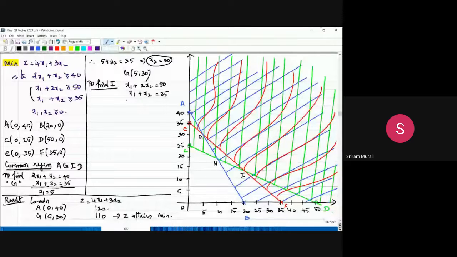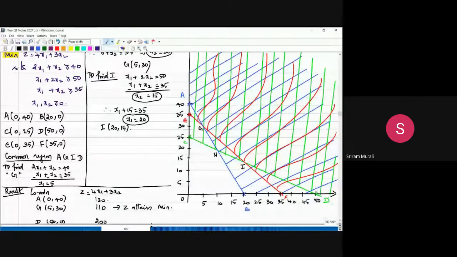So if x2 is 15, therefore what is x1? x1 will be equal to 20. So I is (20, 15). So we found everything. All the points of intersection have come, the feasible region has come.